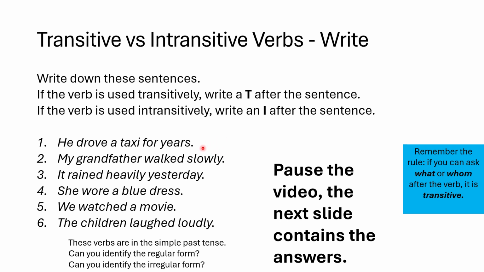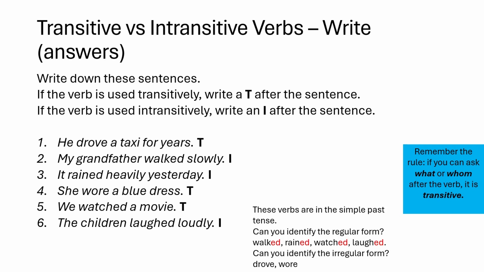He drove a taxi for years. My grandfather walked slowly. It rained heavily yesterday. She wore a blue dress. We watched a movie. The children laughed loudly. Here is an extender. These verbs are in the simple past tense. Can you identify the regular form? Can you identify the irregular form? Pause the video. The next slide contains the answers.